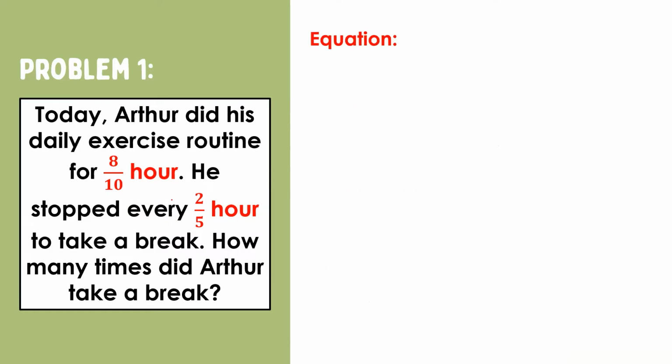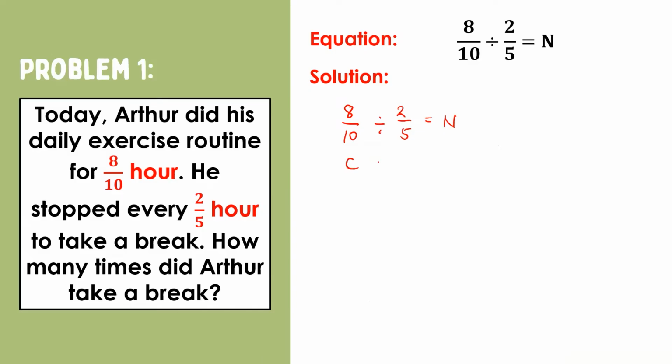Now, let us recall how to divide fractions. Do you still remember the mnemonic CMF? Great. Following the mnemonic CMF, we will copy the dividend in this equation, that is 8/10. Then, we change division to multiplication. Lastly, we flip the divisor to get the reciprocal. And the reciprocal of 2/5 is 5/2.